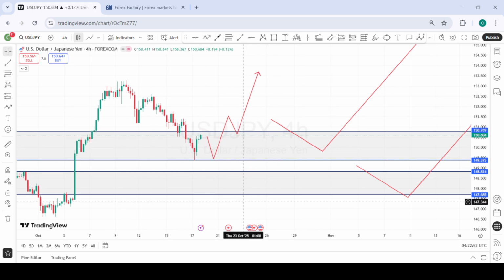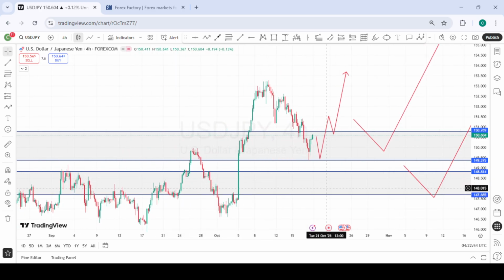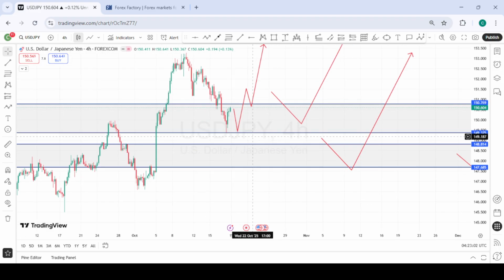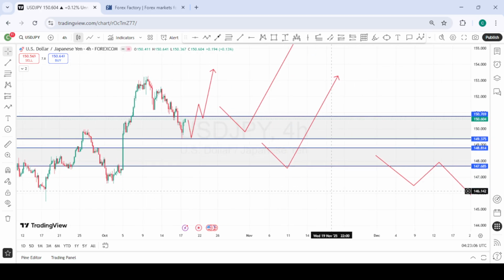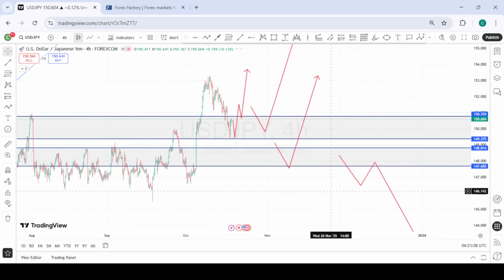Should price also pull back to this second zone or second area of interest, we'll still look out for these reversal signs or reversal confirmations, then we can take our decision from there. So we are very, very bullish on USDJPY. Let's move on to the next.